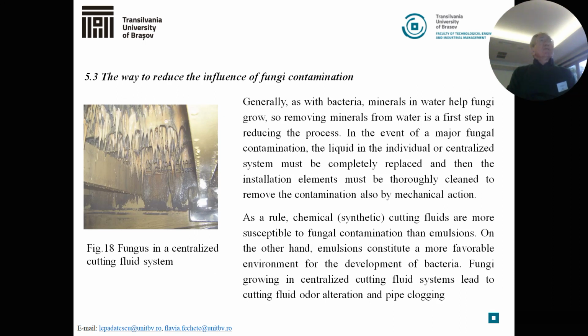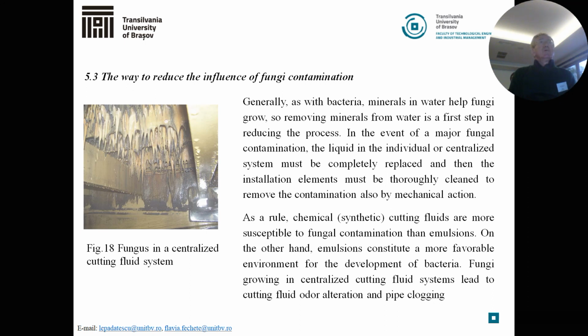The way to reduce the influence of fungi contamination. Generally, as with bacteria, minerals in the water help fungi grow, so removing minerals from water is the first step in reducing the process. In the event of major fungal contamination, the liquid in the individual or centralized system must be completely replaced, and then the installation elements must be thoroughly cleaned to remove the contamination, also by mechanical action. As a rule, chemical cutting fluids are more susceptible to fungal contamination than emulsions.